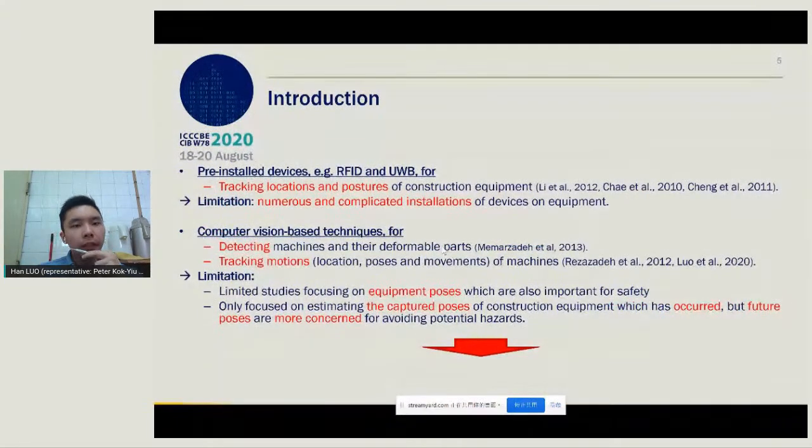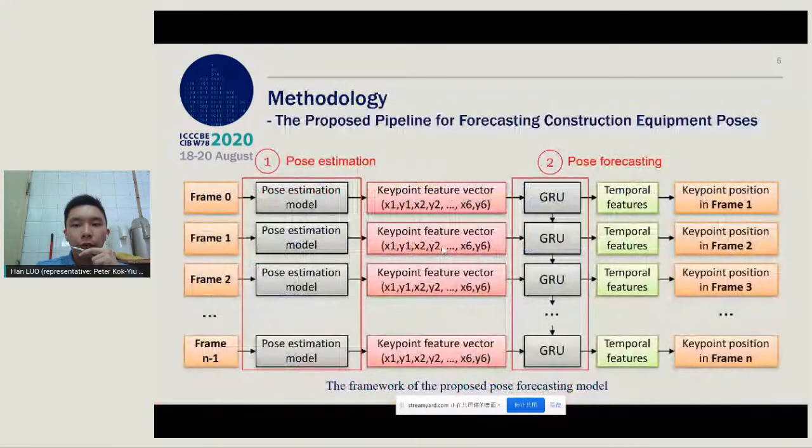And particularly, we think computer vision is more useful than sensors that need to be installed, which may create very complicated installation issues. For current computer vision research, we can only find the previous pose but cannot forecast the future pose. That's the question we hope to address. So that's the methodology we propose.